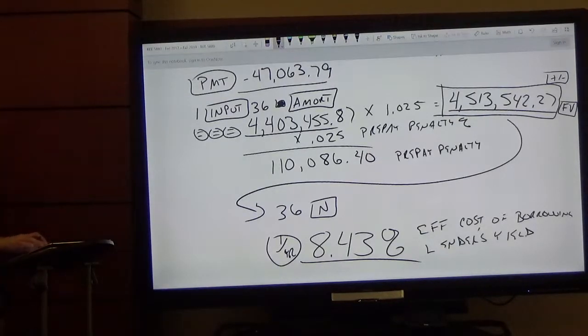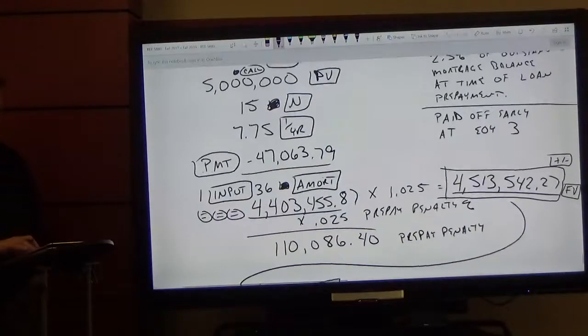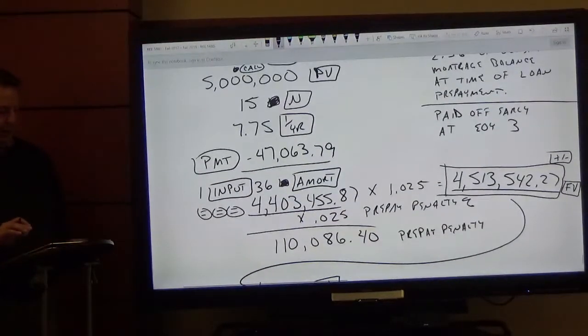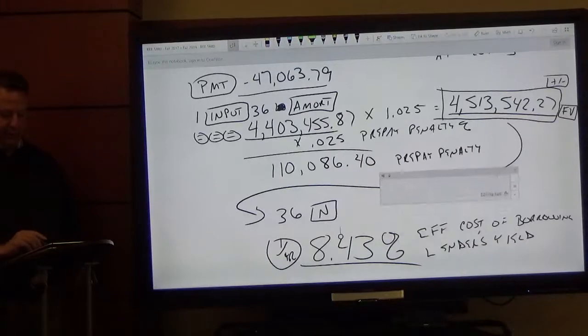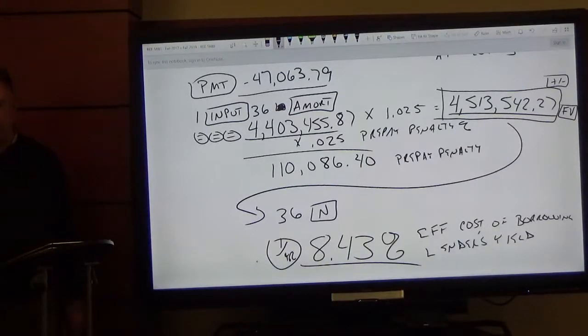Okay? So once again, if you want to start over, you can put in just the 5 million, put in the 15 years term, put in the interest rate, solve for payment. Then you can just put in this amount of 4.5 million as your negative future value, put in 36 in as your term, and then solve for the interest rate, and you should get the 8.43.